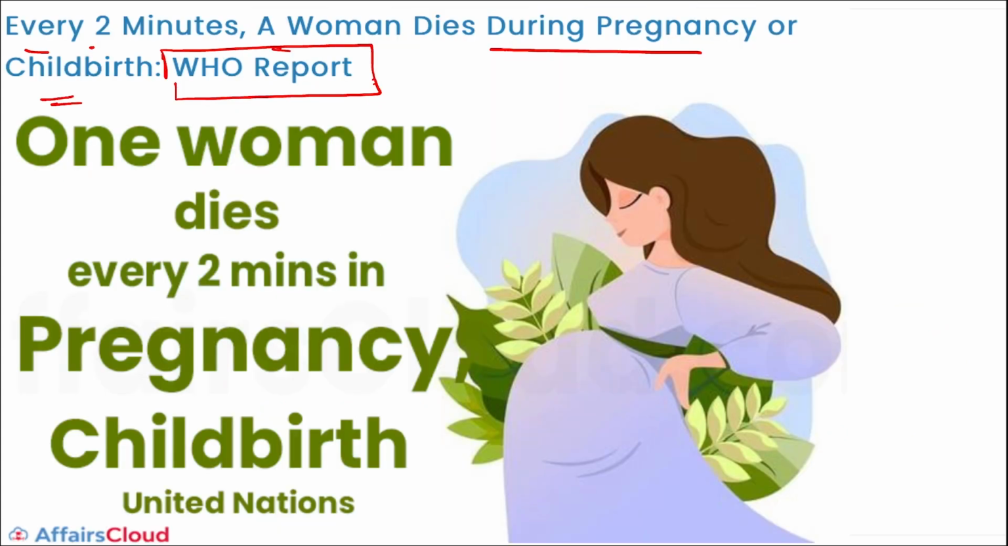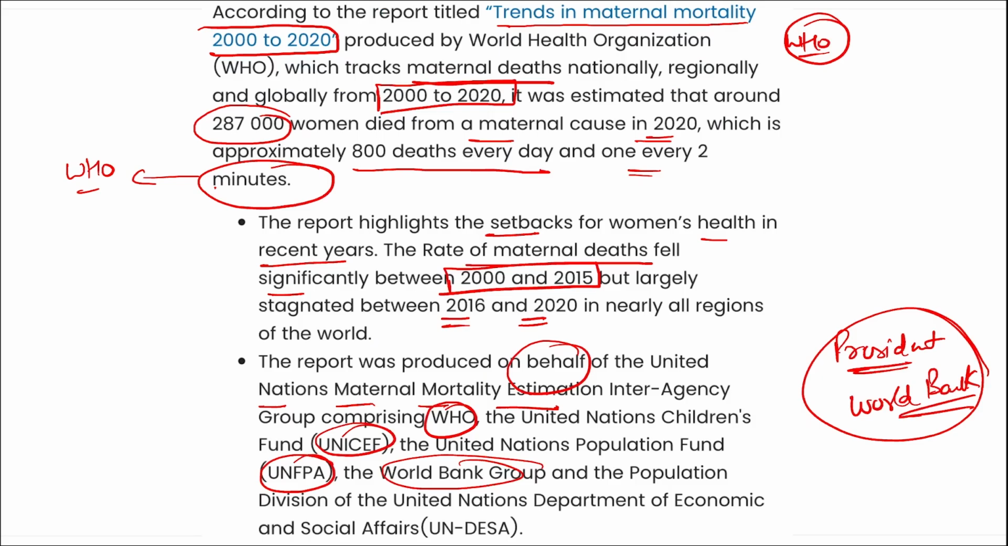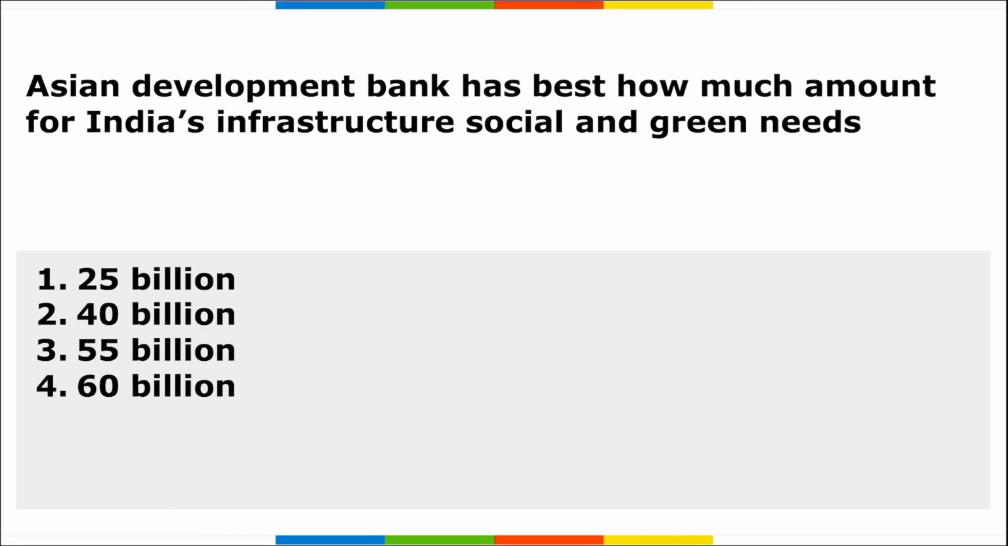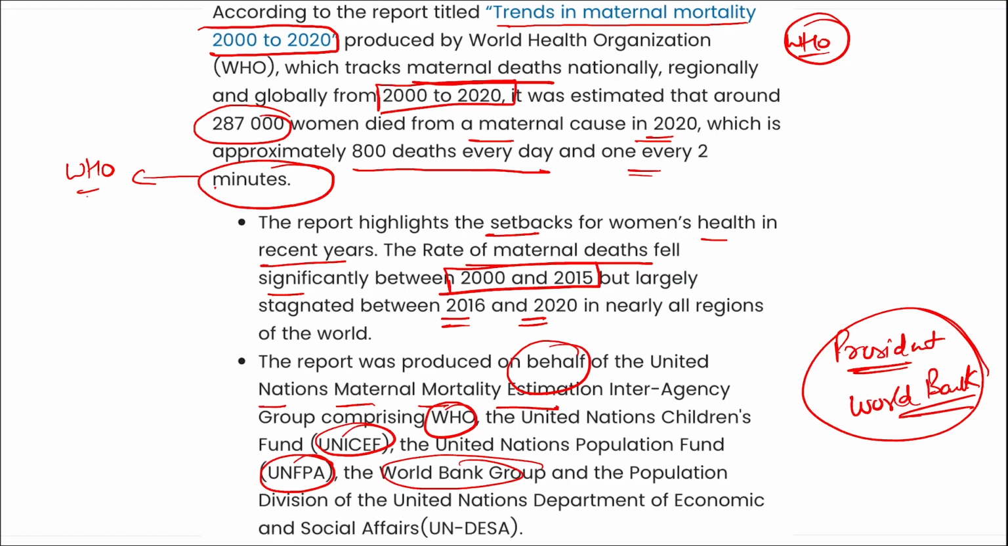All right, so this report stated that every day almost 800 women or girls die due to maternal issues. This is the data that was released by WHO in their report, Trends in Maternal Mortality from 2000 to 2020. Next, one more thing you can remember: who is the Director General of WHO? Dr. Tedros Ghebreyesus. And where is the headquarters? It is in Geneva, Switzerland.